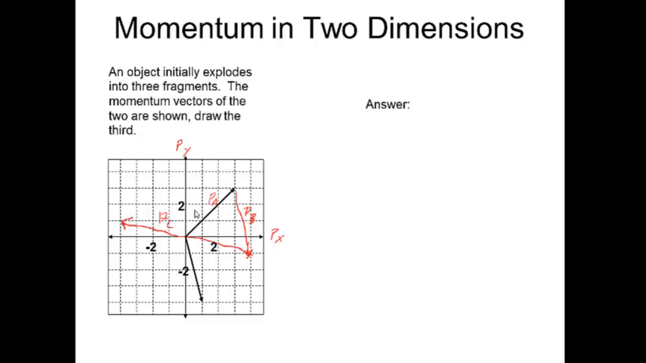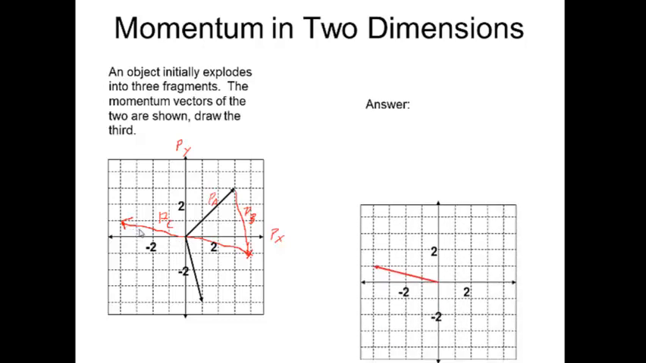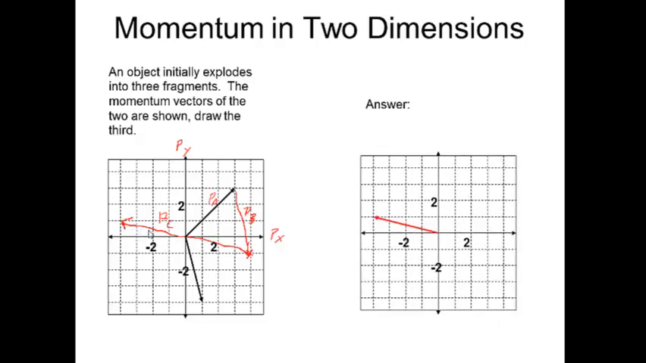This is for an explosion where nothing was moving initially before the explosion, like a firecracker. Two fragments totaled that momentum, got this, and the other fragment of the firecracker had to go to the left and up. And there's the answer. That's what I showed you.